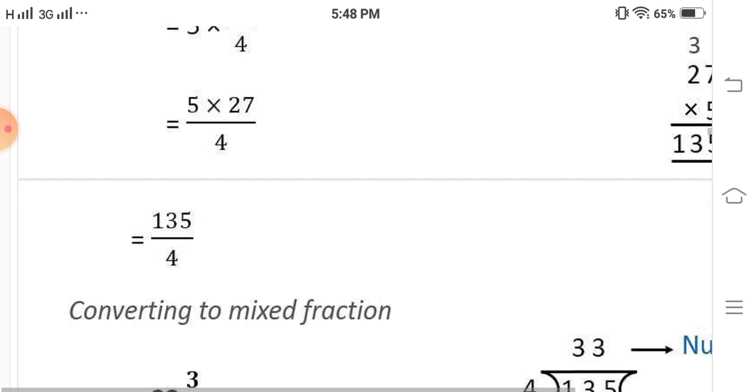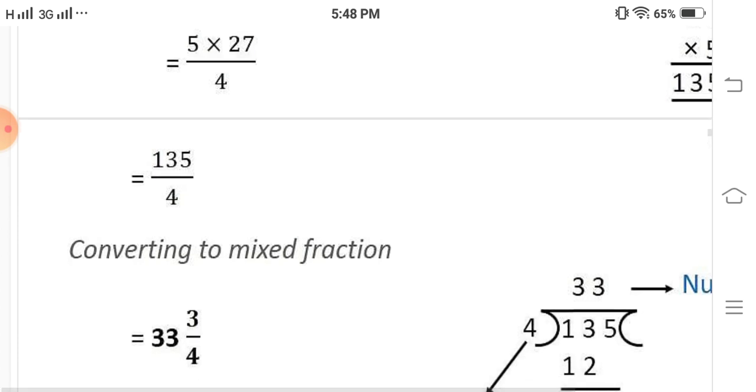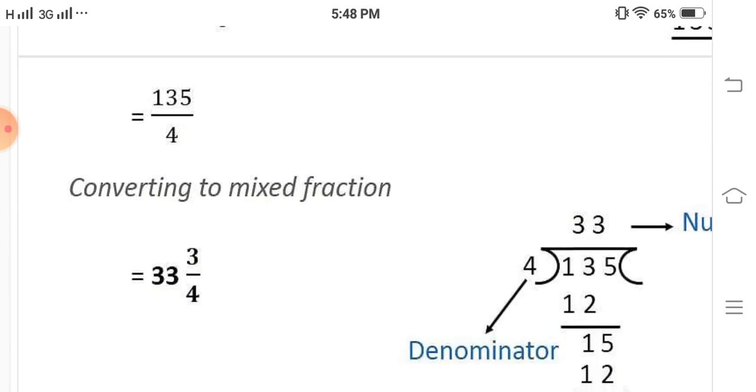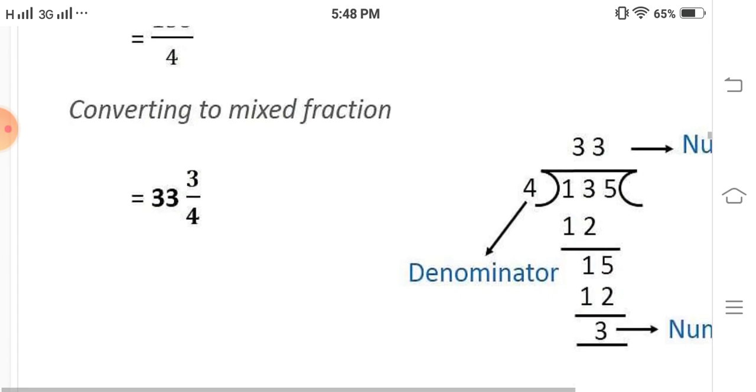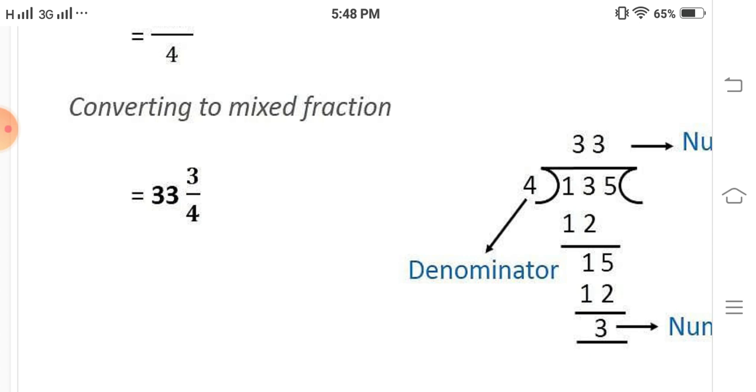It becomes 135 upon 4. Now we will convert it to the mixed fraction. We will divide 135 by 4. On dividing, we get 33 as a quotient, 3 as a remainder. So it becomes 33 3 upon 4. So in this way students, first of all we will solve the mixed fractions, then we will multiply the whole number with the mixed fraction, then we will change it to the mixed fraction.